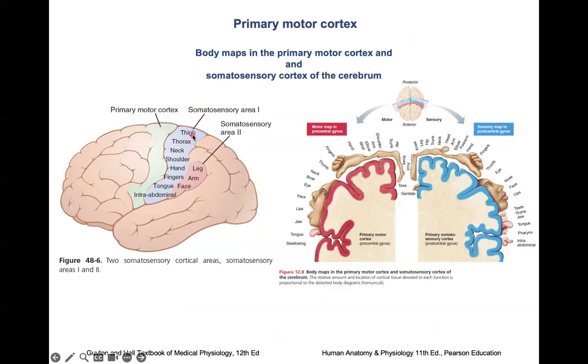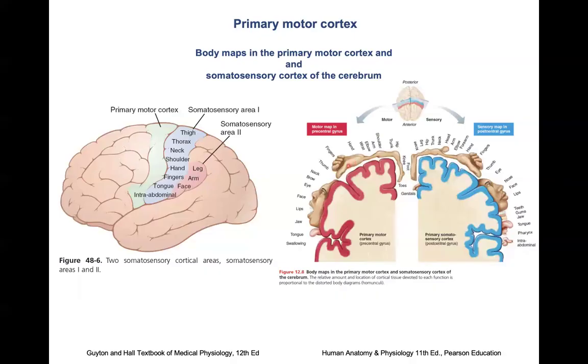In both cases, we have maps, a motor map in the primary motor cortex and a sensory map in the sensory cortex. Just to give you an idea what this map is all about, in fact, it's about the density of the receptors in the corresponding parts of the body. So you see here, for instance, the hand is overrepresented. So is the tongue, and the lips. So the more receptors we have, the higher the representation.